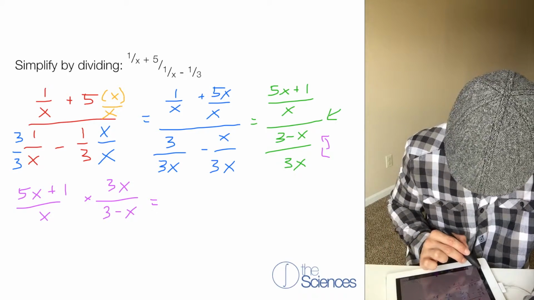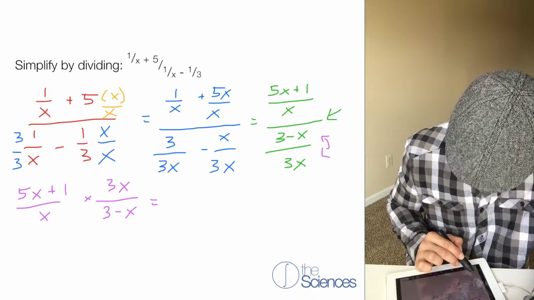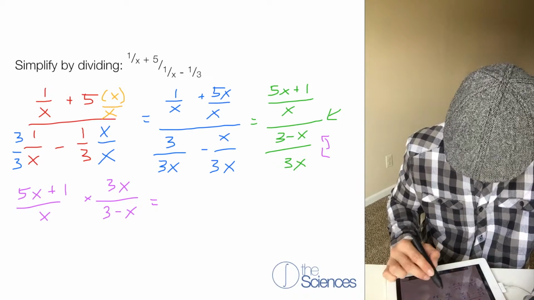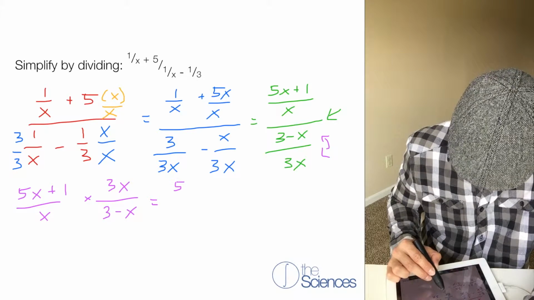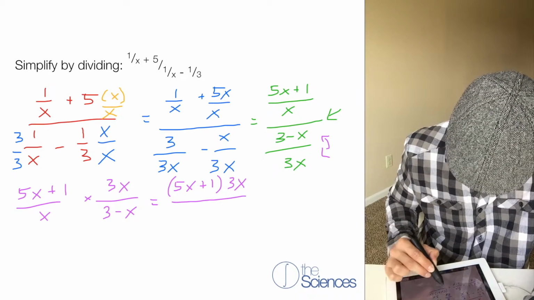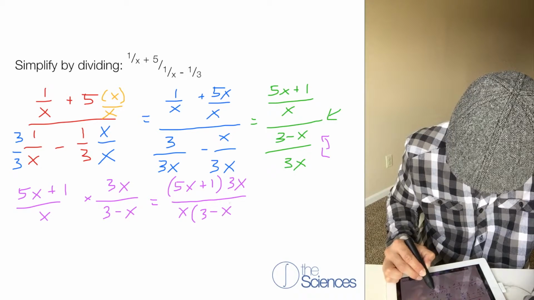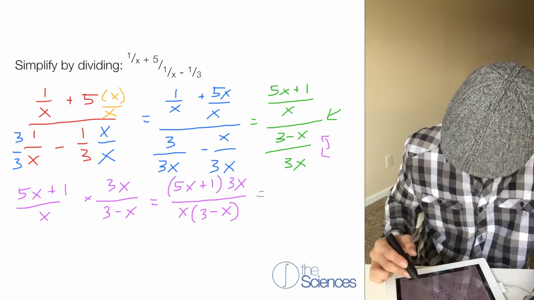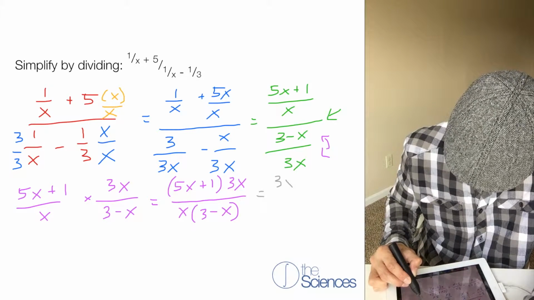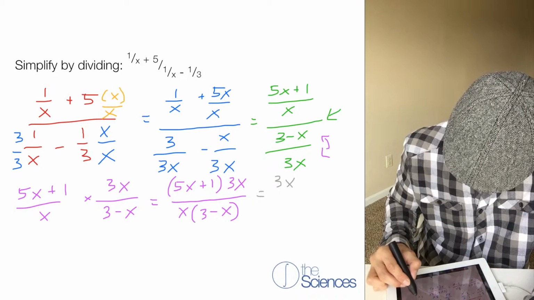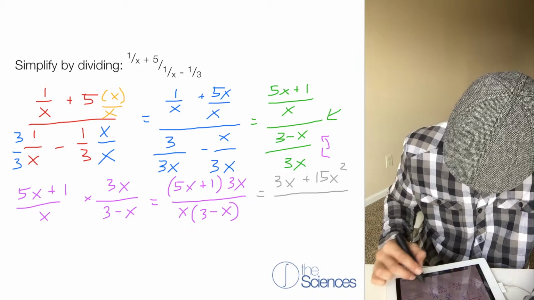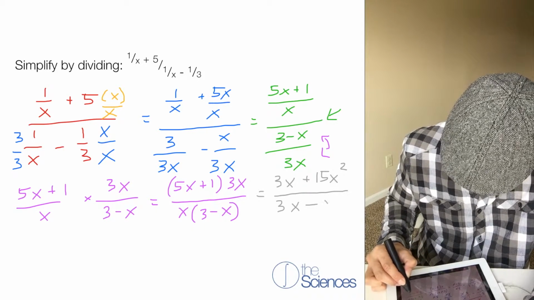Now all we're going to do is multiply across so that we get 5x plus 1 times 3x over x times 3 minus x. So now we get 3x plus 15x squared over 3x minus x squared.